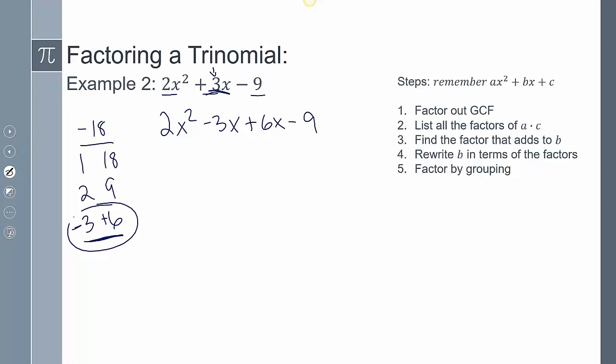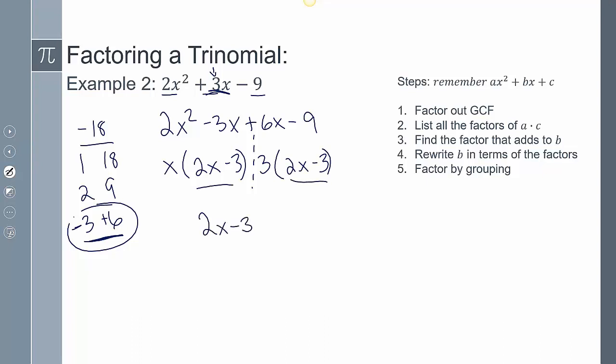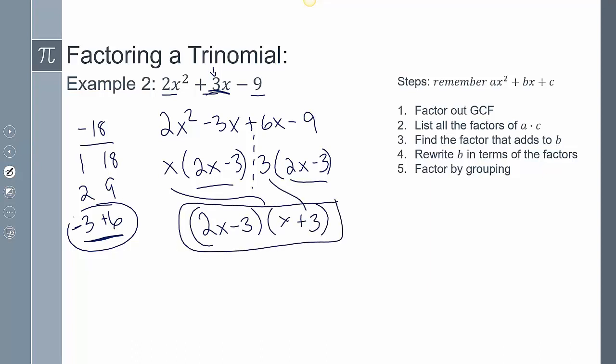And so now, what I can do here is I have to do factor by grouping, which is step 5. So what's in common here is going to be x, and so I'm going to have 2x minus 3. What's in common here is going to be 3, and so what I have left is 2x minus 3. And so whatever's the same, you rewrite it, and then whatever's in front goes in your other parenthesis. And so that's going to be your answer.